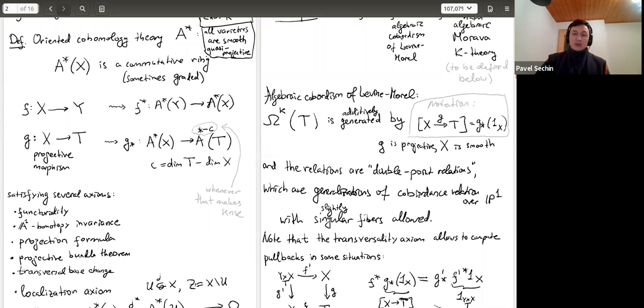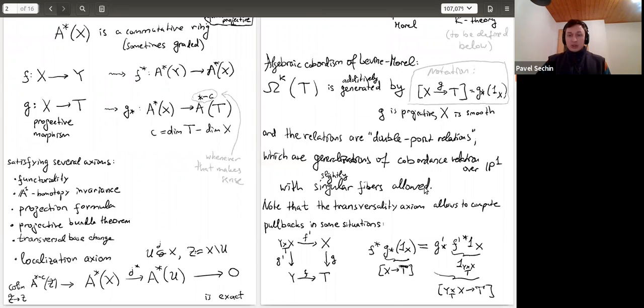But the main feature, why they're called double point relations, is that you should allow some slightly singular fibers in your family over P1. And you have to write them down. It's possible, but we won't use it, so I haven't written it down. But I wanted to point out that it's quite explicit and quite geometric.